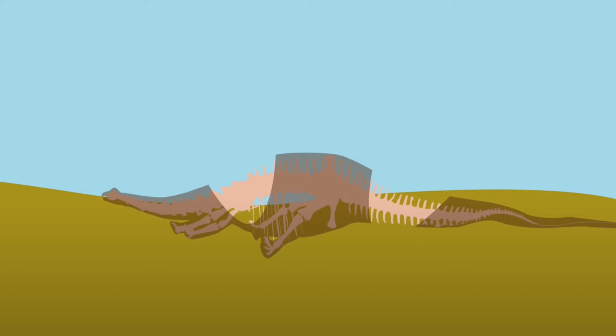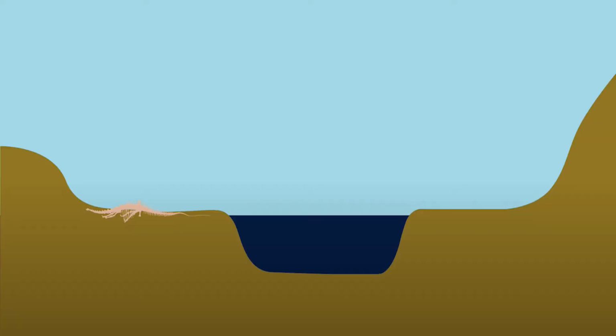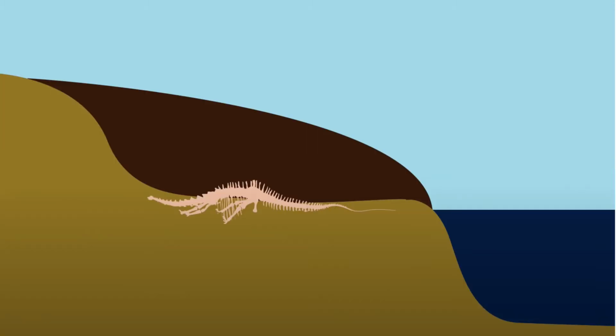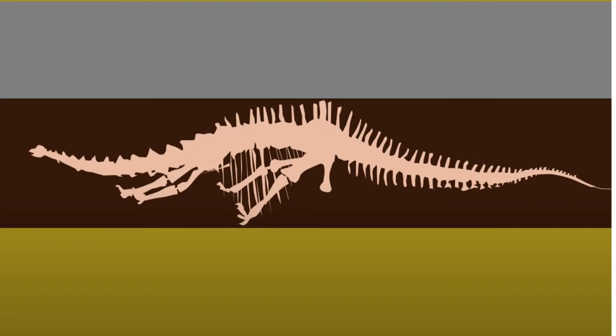Over time, his skin and flesh rotted away, and his bones are left beside the river. Then the river flooded the remains. Soon, sand and silt quickly covered the skeleton of the dinosaur. More layers of sand, mud, and even volcanic ash piled on top of it over time.